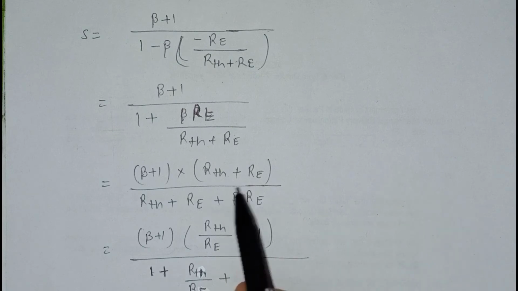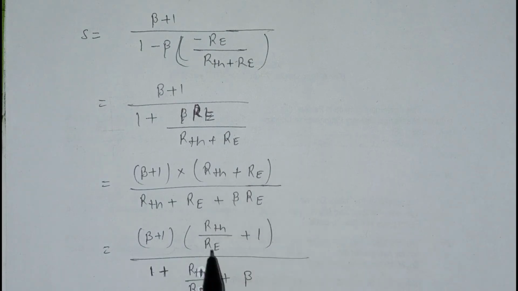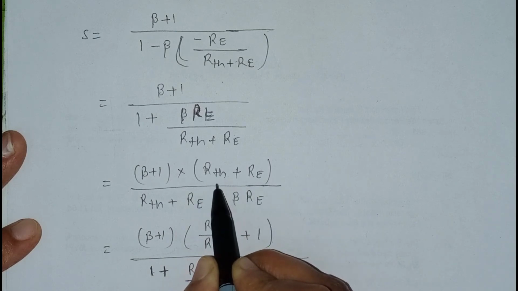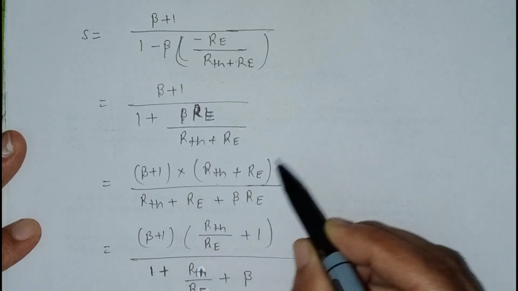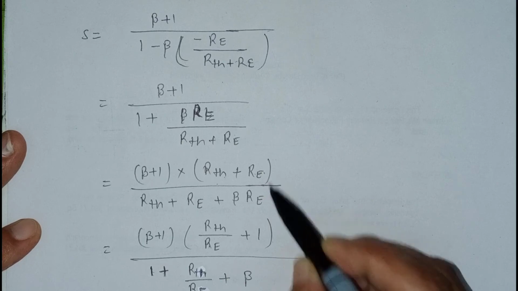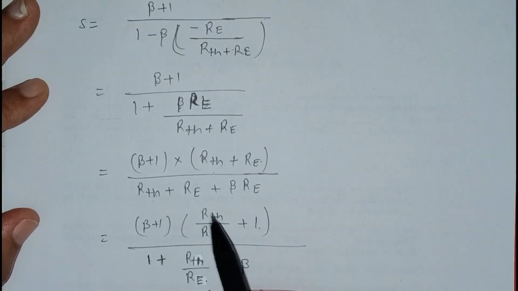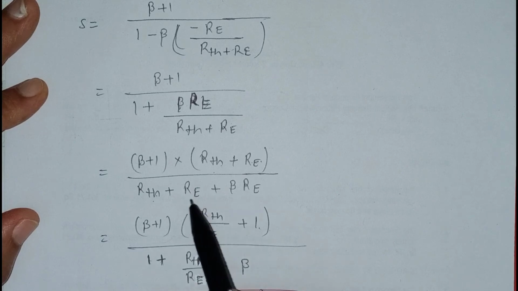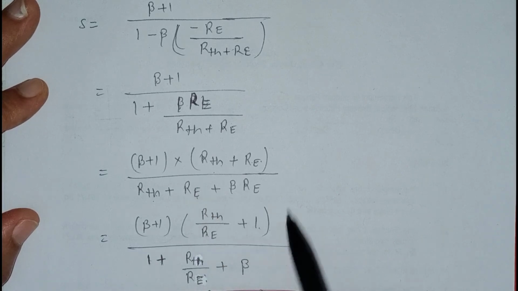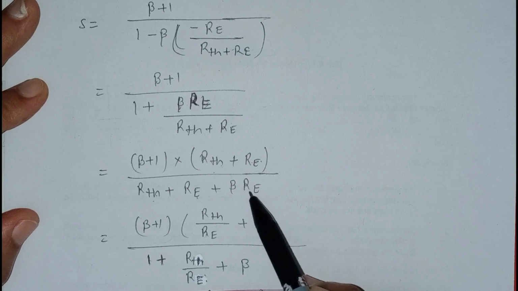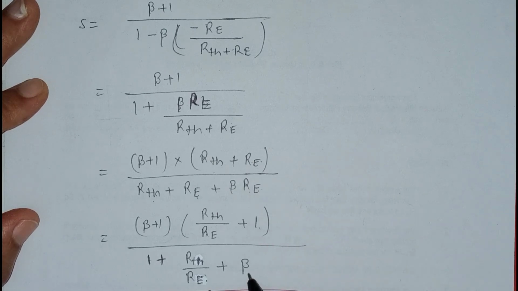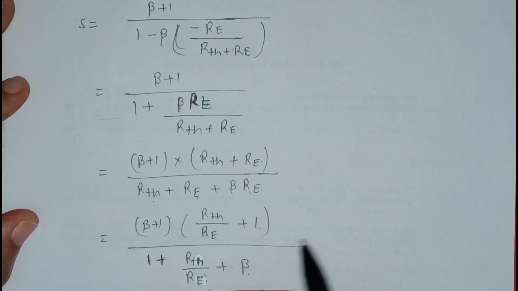Now we will divide numerator and denominator by RE. After dividing RTH by RE, we will get this one. And when we divide RE upon RE, we will get 1. Now we will divide RTH plus RE, we will get this term, and now we will divide this term, we will get 1. And when we divide this term by RE, we will get beta. Now we have got this equation.